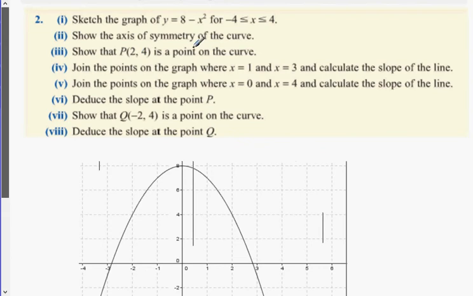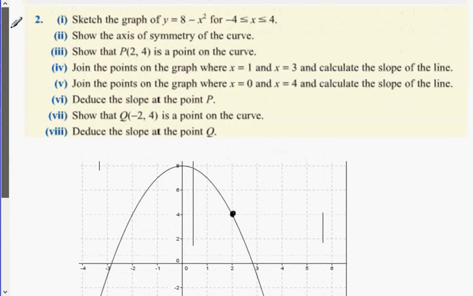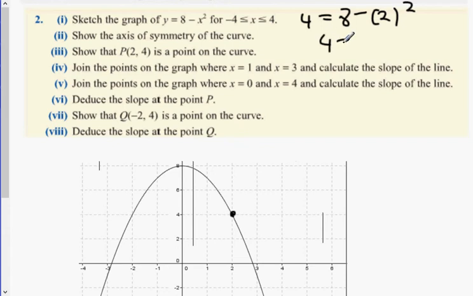Show that the point 2, 4 is on the curve. If it's on the curve, it satisfies the equation. We can see that 2, 4 is on the curve, but how do we prove it? When the output is 4 and the input is 2, 4 equals 8 minus 4. 4 equals 4. This means it's on the curve.